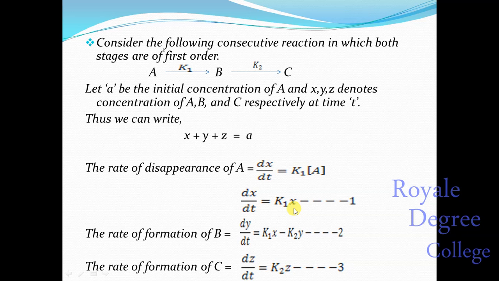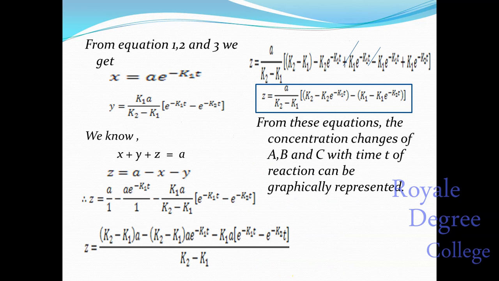It is our equation number 1. Then the rate of formation of B is equal to dy by dt, the change in the concentration of Y with respect to time. It is equal to k1x minus k2y. It is our equation number 2. Now the rate of formation of C is equal to dz by dt. It is equal to k2y. It is our equation number 3.